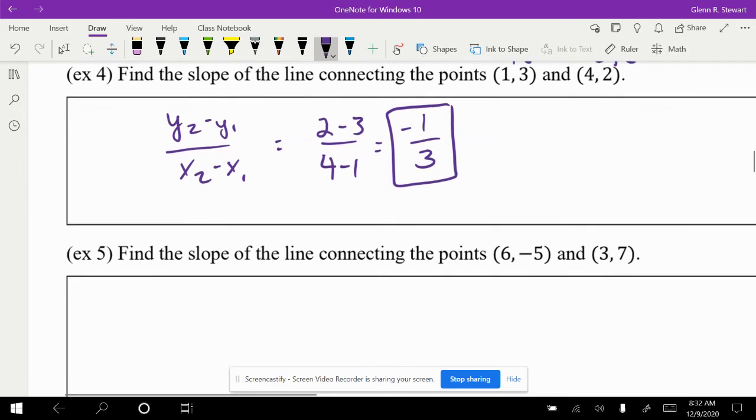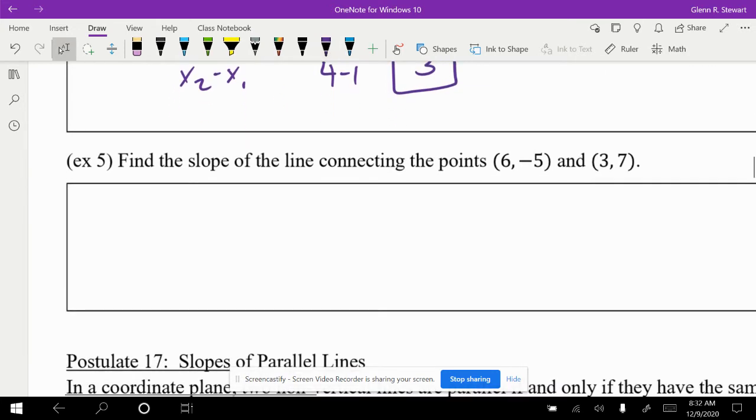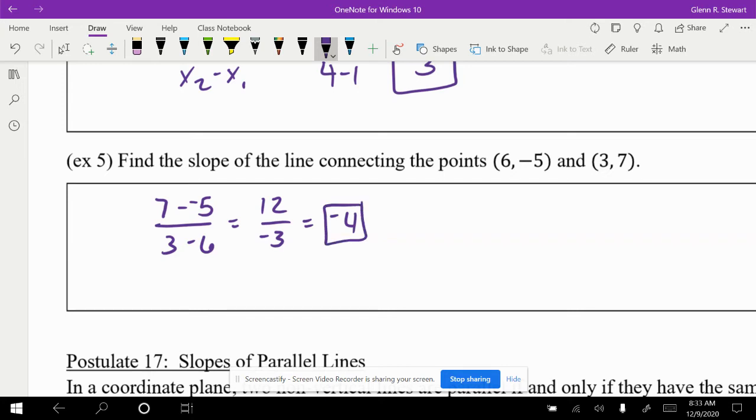Again, pause the video, see if you can figure out the next one before we do it. Here, using my formula, I've got 7 minus negative 5 over 3 minus 6, which gives you 12 over negative 3, which is negative 4.